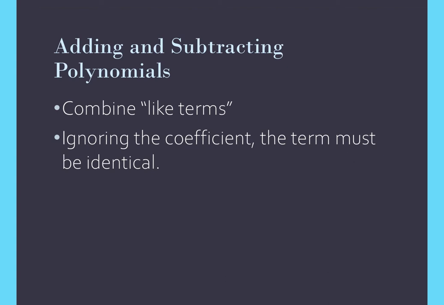And to do that, we would ignore the coefficients. The coefficients, the term must be identical. So in order to add something that has x squared, y squared, I have to also have x squared, y squared. Just like with our radicals, in order for us to add, they had to be exactly the same. What's underneath the radical, it's similar to that with your like terms.